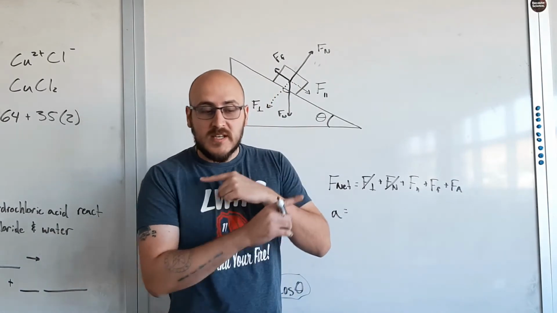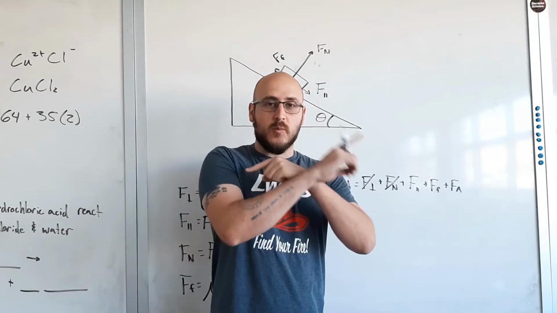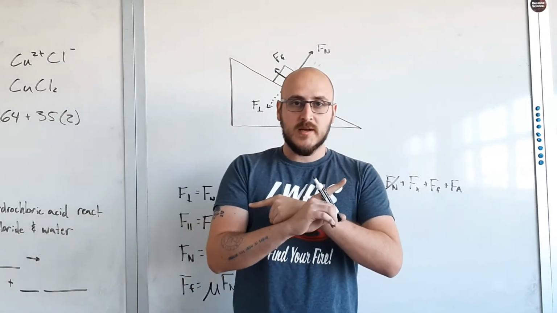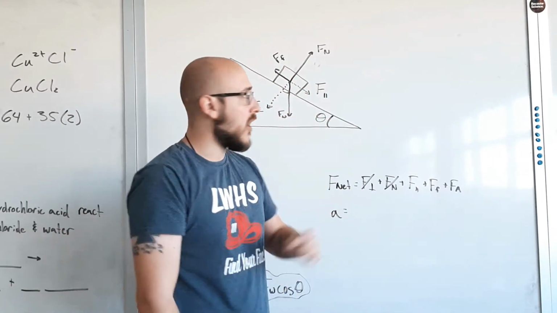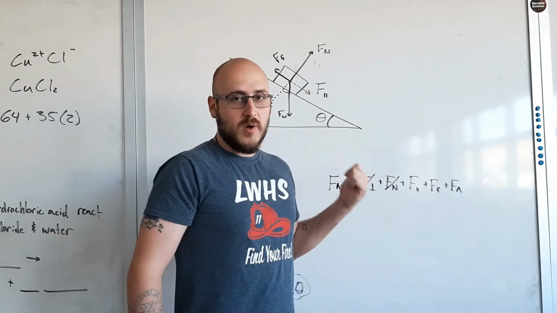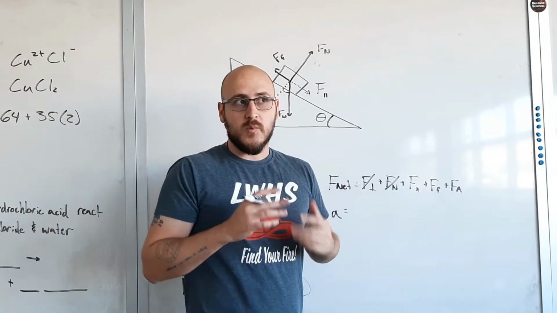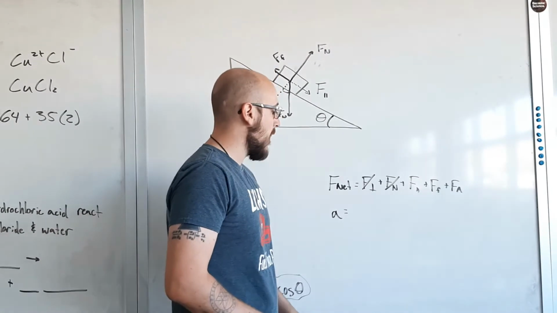So keep track of what's pointing down the ramp and what's pointing up the ramp. Those will change on a problem-to-problem basis, so you need to be thinking about what direction they're going. Always draw a diagram for these problems. It really helps with figuring out what's going to be positive, what's going to be negative. You won't have as many hang-ups going along.